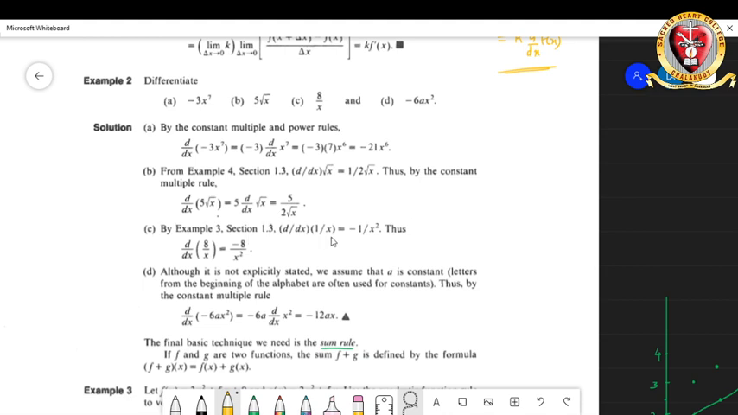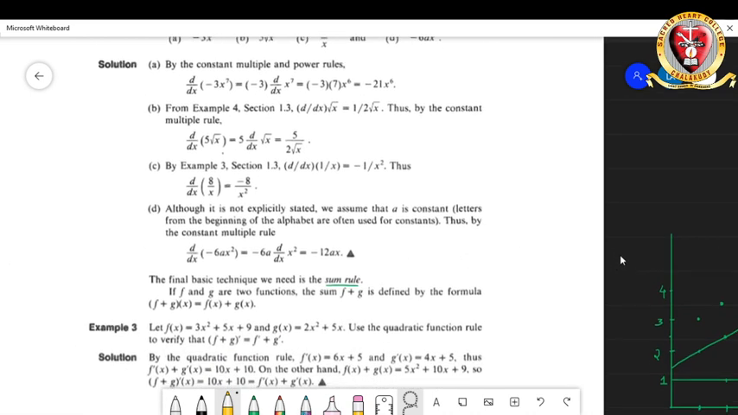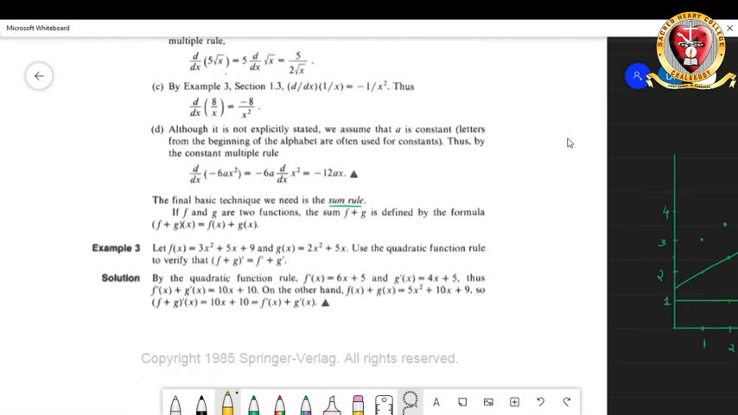Similarly, d by dx of 1 by x is equal to minus 1 by x square, we have proved in earlier section. So d by dx of 8 by x is asked. So you have that is equal to minus 8 by x square, and then you have minus 6a x square. So when we are finding the derivative, you get minus 6a into d by dx of x square, which is minus 12 into ax. So that was the application of constant multiple rule.